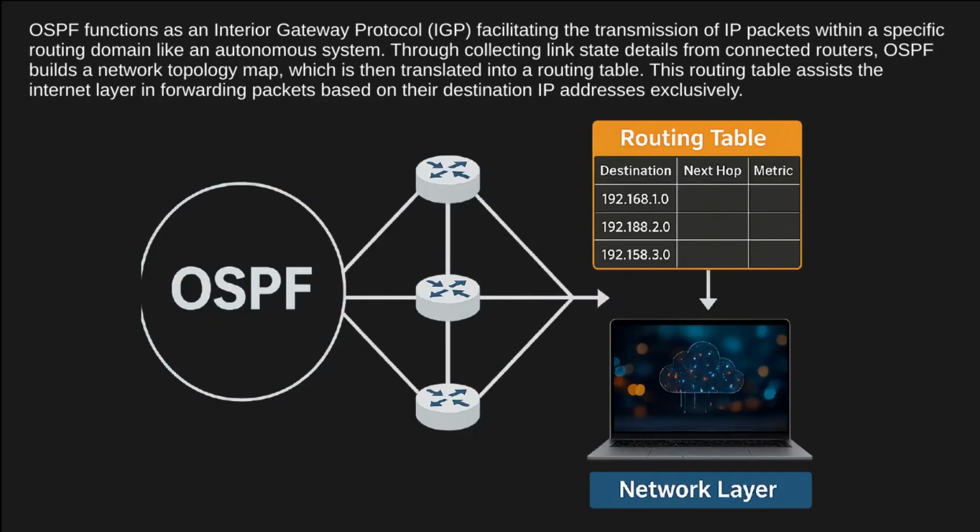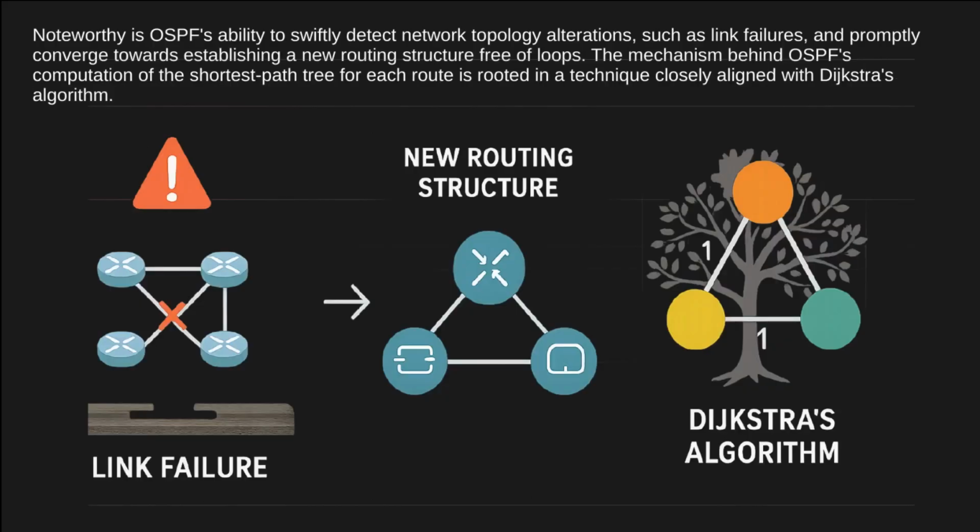OSPF functions as an Interior Gateway Protocol, IGP, facilitating the transmission of IP packets within a specific routing domain like an autonomous system. Through collecting link state details from connected routers, OSPF builds a network topology map, which is then translated into a routing table. This routing table assists the Internet layer in forwarding packets based on their destination IP addresses exclusively. Noteworthy is OSPF's ability to swiftly detect network topology alterations, such as link failures, and promptly converge towards establishing a new routing structure, free of loops.